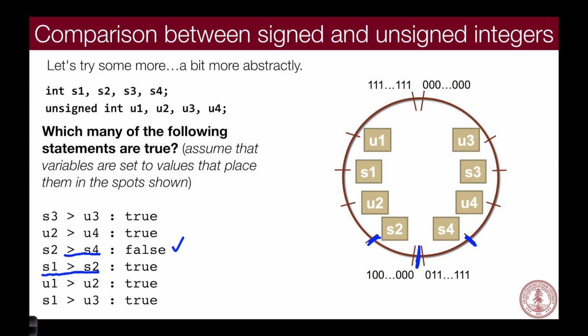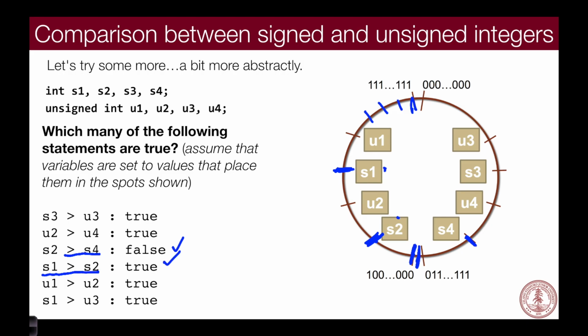How about S1 greater than S2? Let's look. S1 versus S2. Remember, this is the most negative number down here, and it goes less negative as we go up here. This is -1, -2, -3, -4, etc. So is S1 greater than S2? Sure it is, because it's a signed comparison, signed and signed, and this negative number is less negative than this one, so S1 is greater than S2.